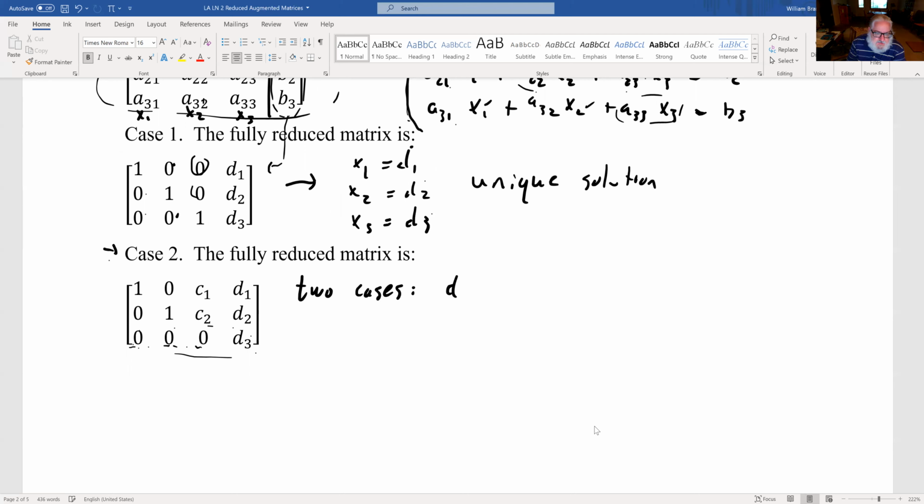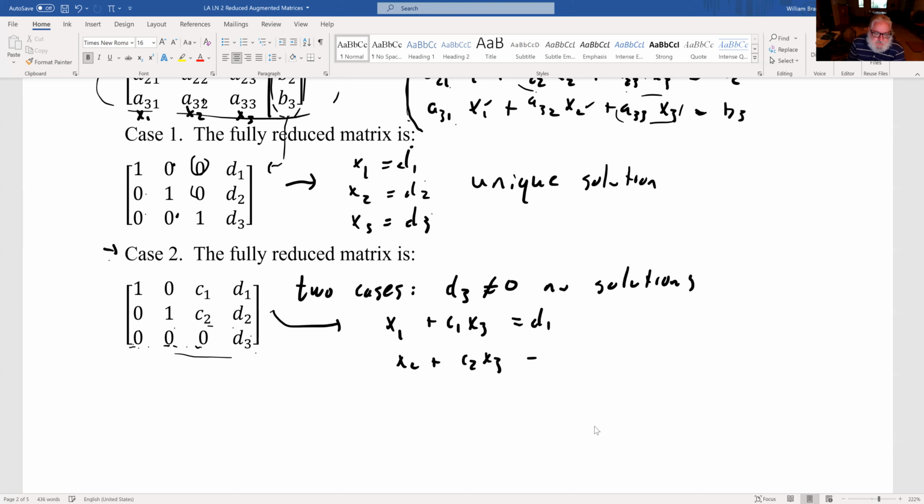The first is that D3 does not equal 0. That means you have no solutions. And why is that? Well, if you write this out as a system of equations, what do you get? You get x1 plus c1 x3 equals d1, x2 plus c2 x3 equals d2. That's the first 2 equations. And then you get 0 equals d3. And if this isn't 0, right, that's a contradiction.